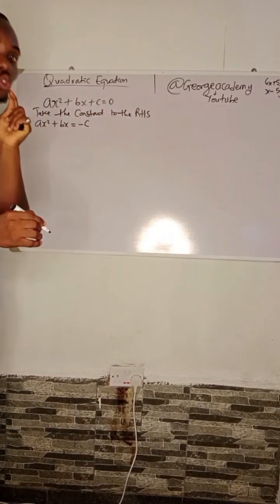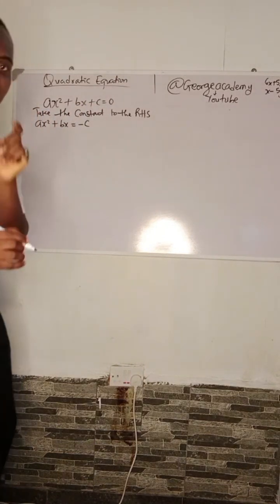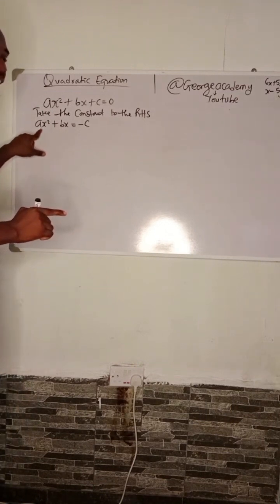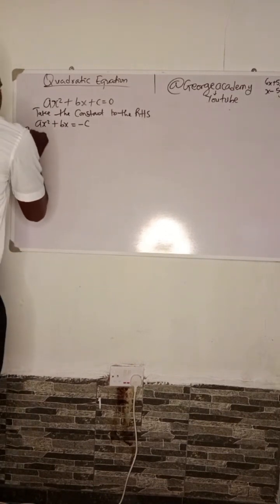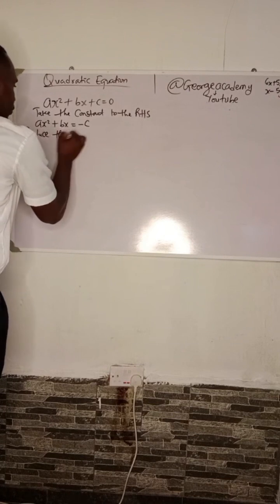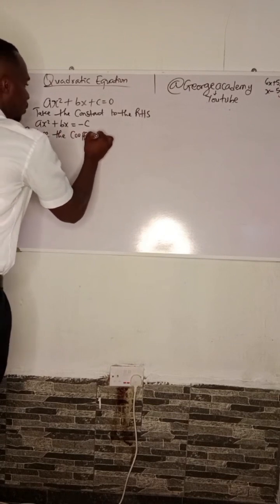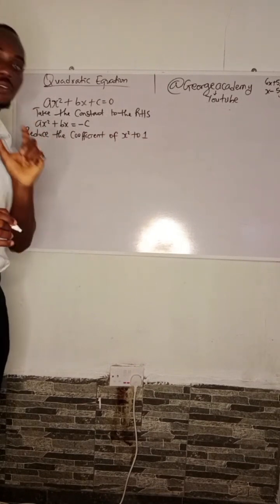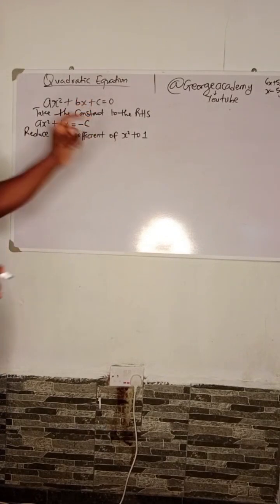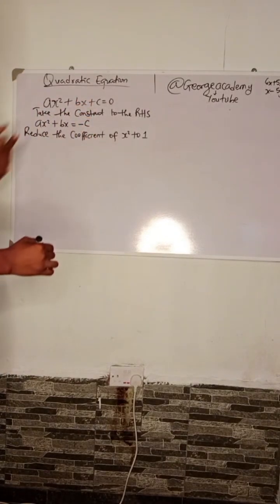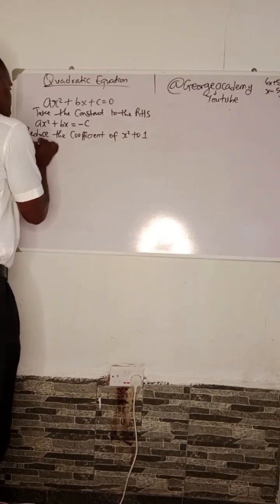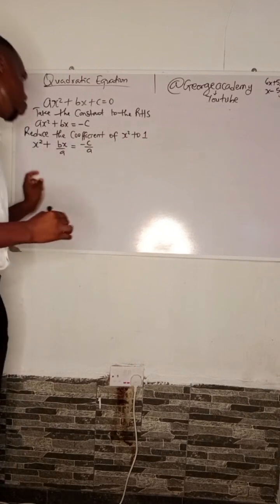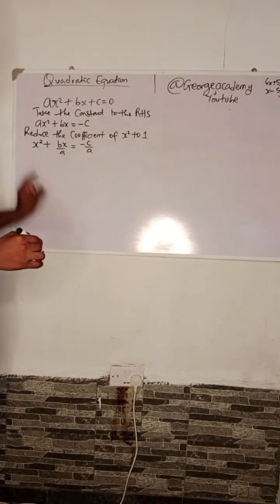So the next thing we are going to do is reduce the coefficient of x squared to 1. The coefficient of x squared is a. How do we reduce it to 1? Let's write this first. Reduce the coefficient of x squared to 1. We do this by dividing through by the coefficient of x squared. So if you divide through by a, you get x squared plus bx over a equal to minus c over a. We have successfully reduced the coefficient of x squared to 1.